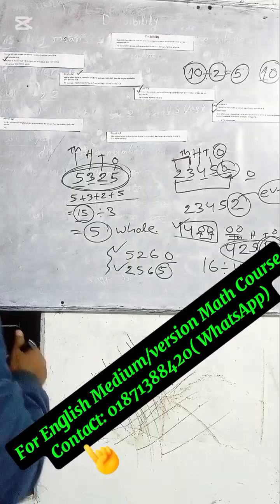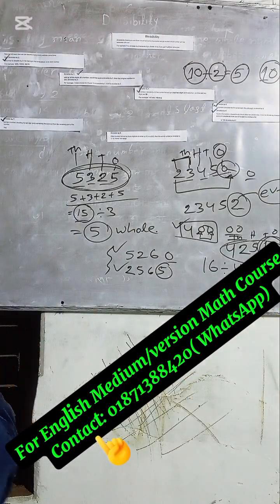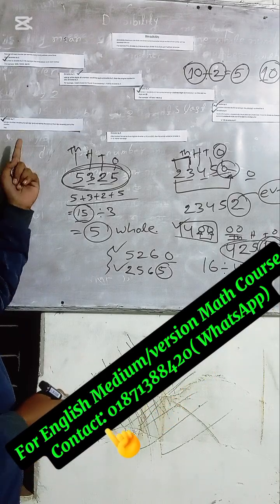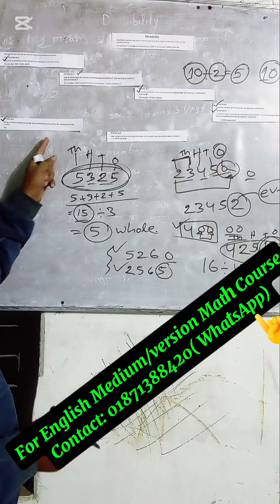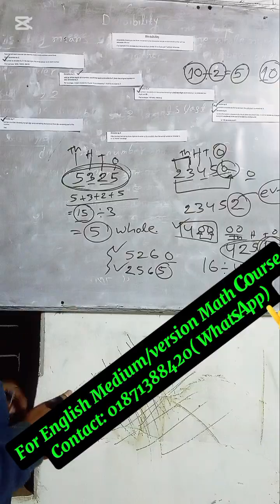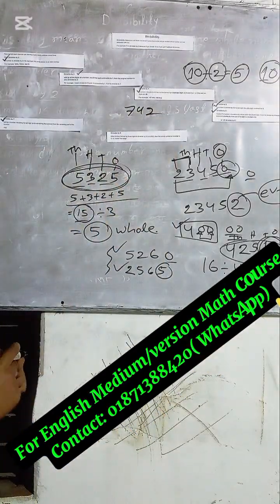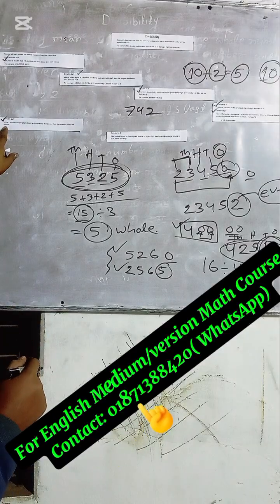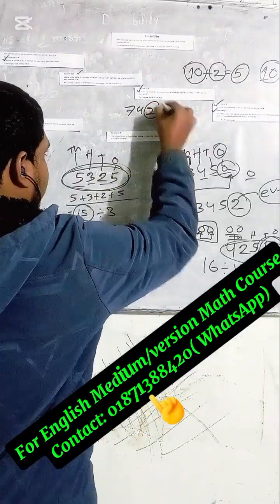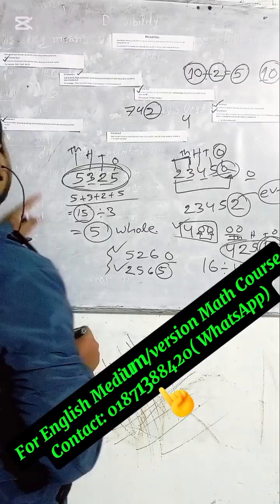Next one. Divisible by 7. The rule is taking a number, doubling its last digit, and subtracting the product from the remaining part of the number. For example, 742. First of all, doubling its last digit. Its last digit is 2. If we double it, we get 4, right?